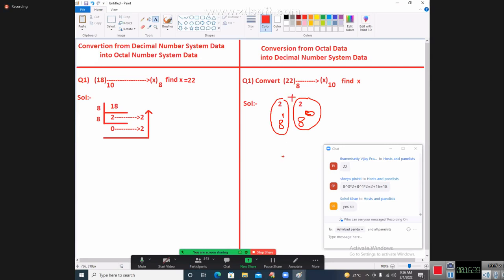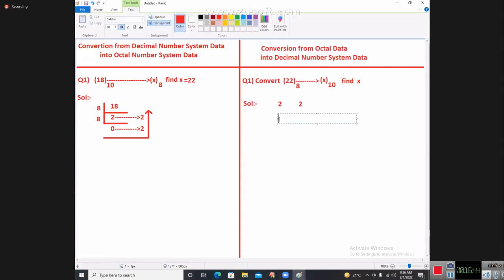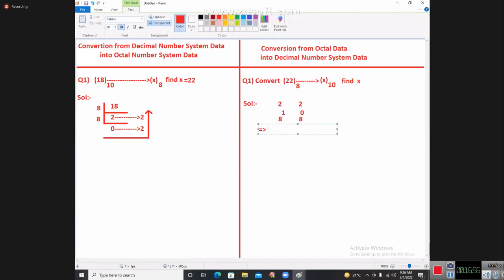You need to take plus. Here I am writing 8, and another 8 I will write. This is called 1, and this I am writing 0. That is equal to 2 into, okay, I will take it a little down. 2 into, as you already know, 8 to the power of 1 plus 2 into 8 to the power of 0.